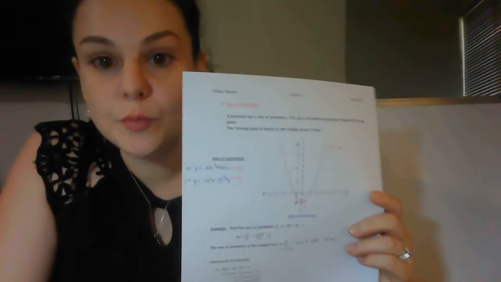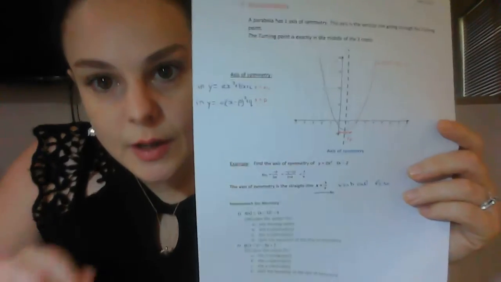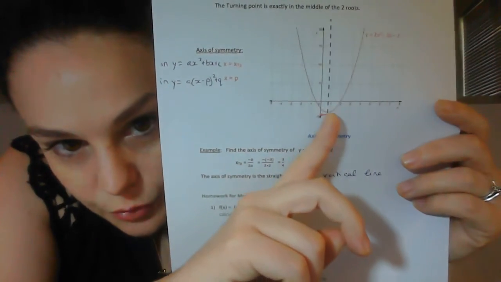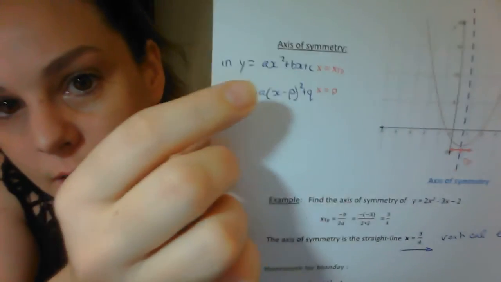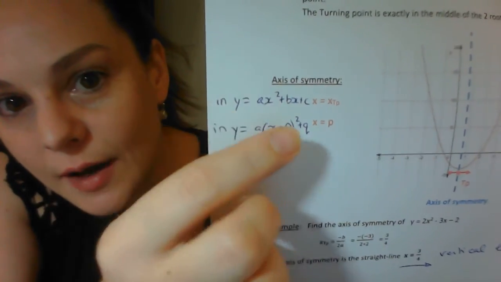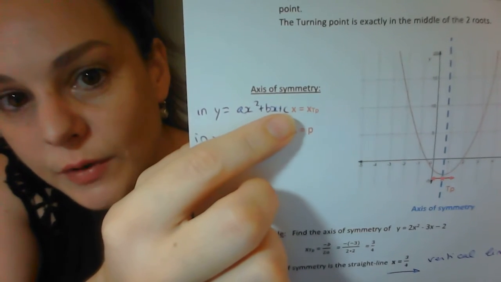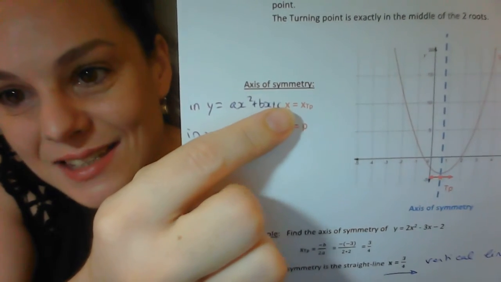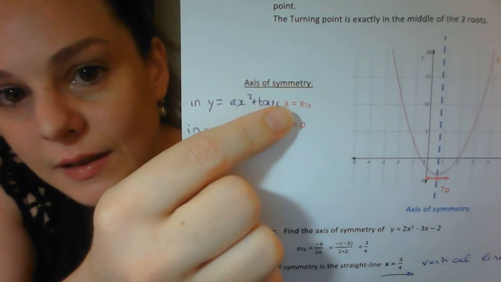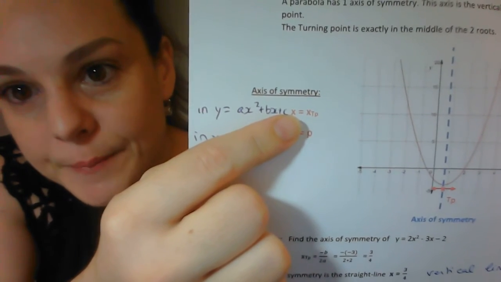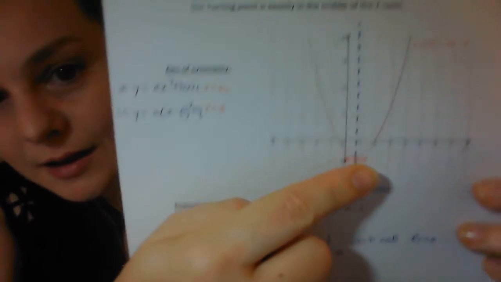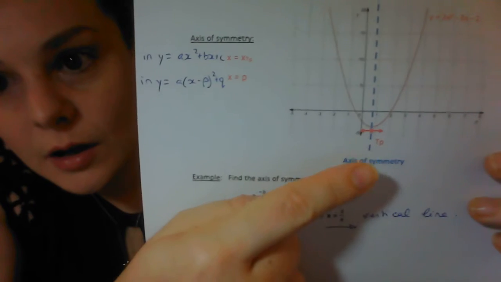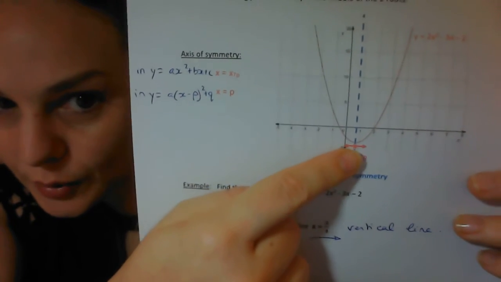So if you understood properly the previous lesson, as for the x value of the turning point, when the equation is given as ax squared plus bx plus c, the x value of the turning point is minus b over 2a. So you would get the axis of symmetry as x equals the value of the turning point for x here.